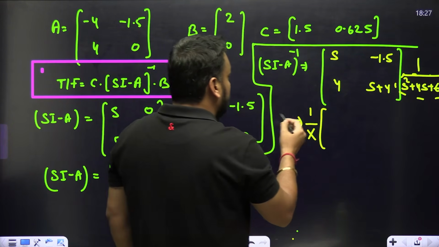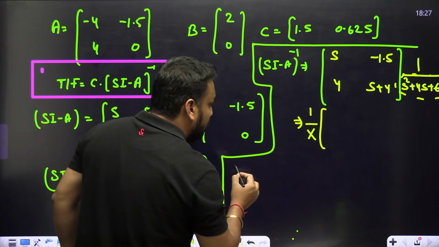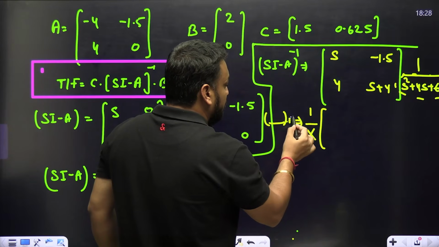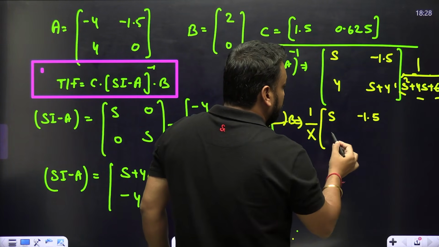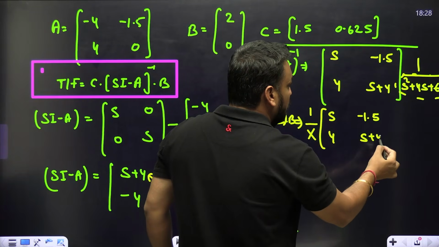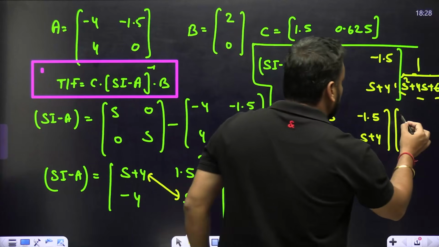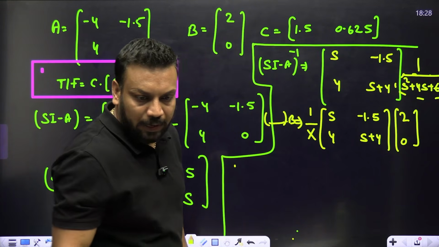Now student, we should multiply with C dot (sI minus A) inverse into B. So I will multiply this entire thing with B also. (sI minus A) inverse as it is, and now multiplying with B also. So this is s, minus 1.5, 4, and s plus 4. And we have to multiply this with the B matrix, and the B matrix is nothing but 2, 0.